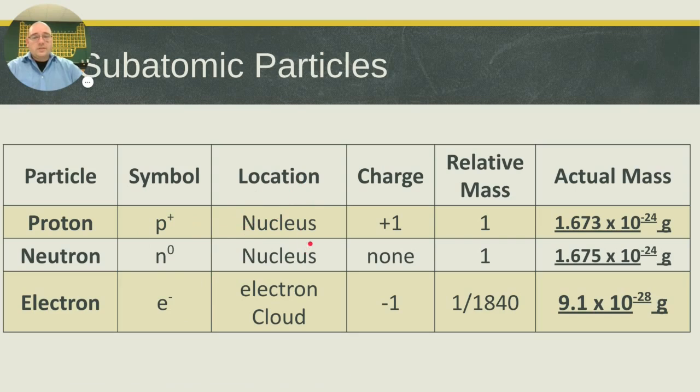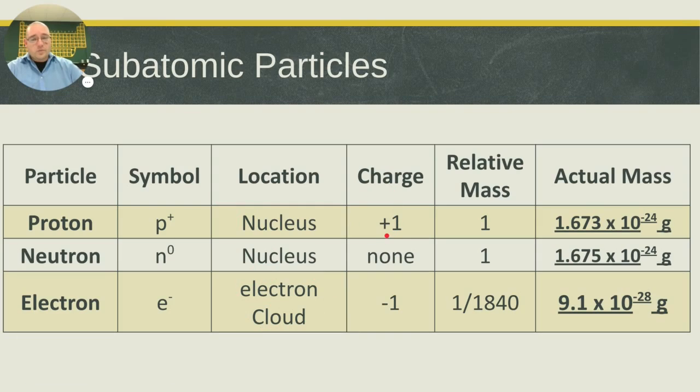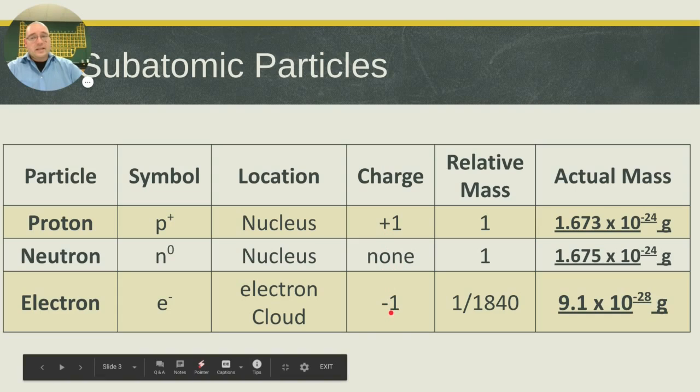The proton is located in the nucleus. The neutron is located in the nucleus. That's why these are called nucleons. They're particles in the nucleus. The electrons are found in the electron cloud. The charge of a proton is +1. It's got a charge of positive 1. Neutron has no charge. An electron has a negative 1 charge.